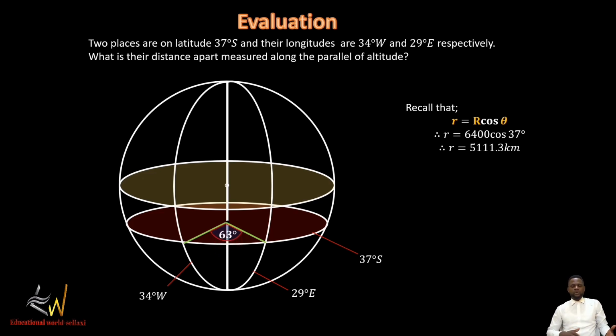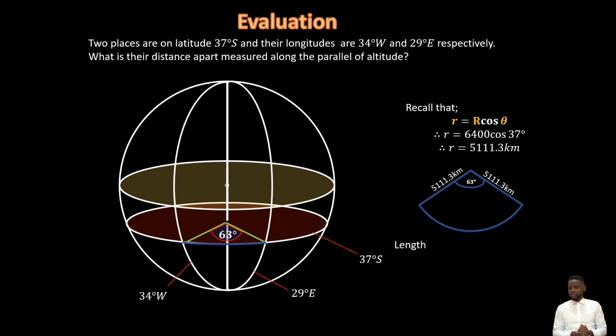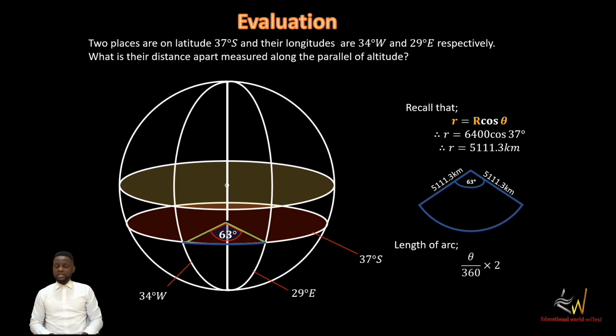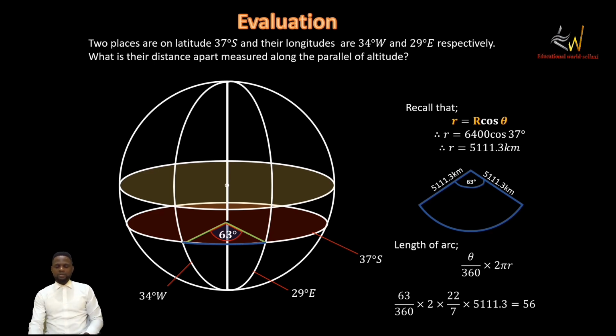Now the angle between the two positions is simply the sum of their respective longitudes, which is 34 degrees plus 29 degrees. Once we add that, the value is 63 degrees. So the angle between 34 degrees west and 29 degrees east is 63 degrees, and that forms an arc of a circle that subtends an angle of 63 degrees. Using the formula for the length of an arc, theta over 360 times 2 pi r, the distance between the two positions is 5,622.43 kilometers, and that is that.